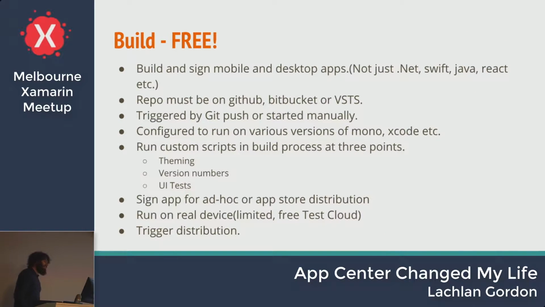So Build and Distribute are my 2 favorites, and they tie in very closely. So as I go through this, the lines will blur in the demos. So you get to build and sign your mobile and desktop apps. It's not just for Xamarin, although that's all that I've got in a production scenario, but you can do your Swift, Java, React Native, Mac desktop apps, UWP a lot. Your repos on any of the big three hosting platforms, although no GitLab, but hopefully that'll get there.